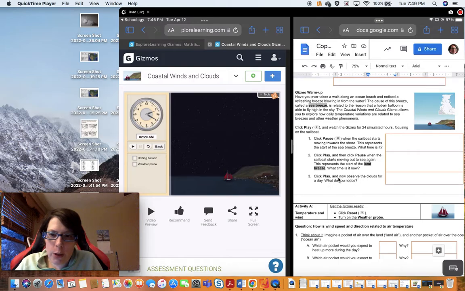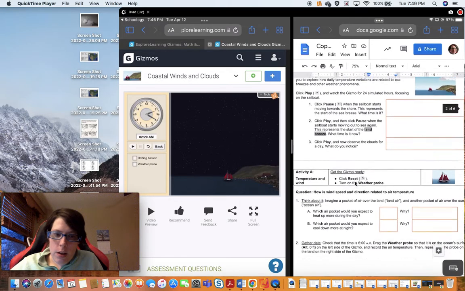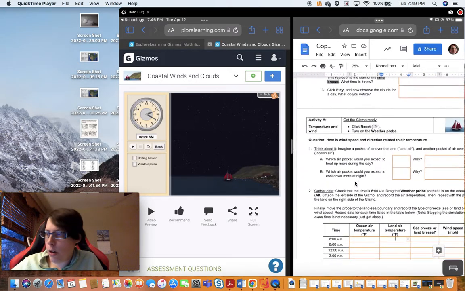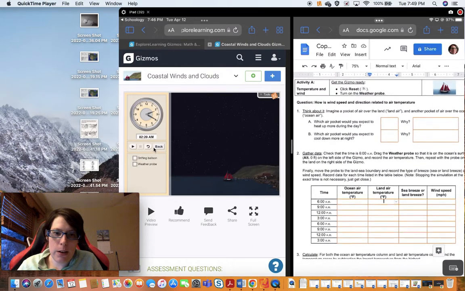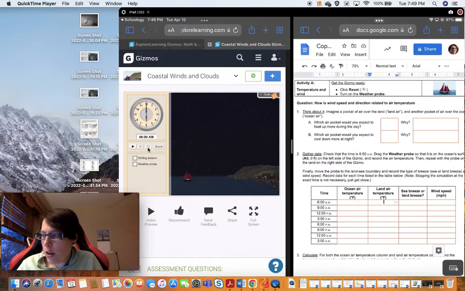And then this question 3, you're going to click play again and observe the clouds. Just let us know what you notice. Now on to activity A. We're going to look at the temperature and wind. We're going to reset the gizmo. That's this button right here. And then we're also going to turn on the weather probe. That's this check mark right here. There we go. You're going to answer these questions about what you think will happen before you do anything else.